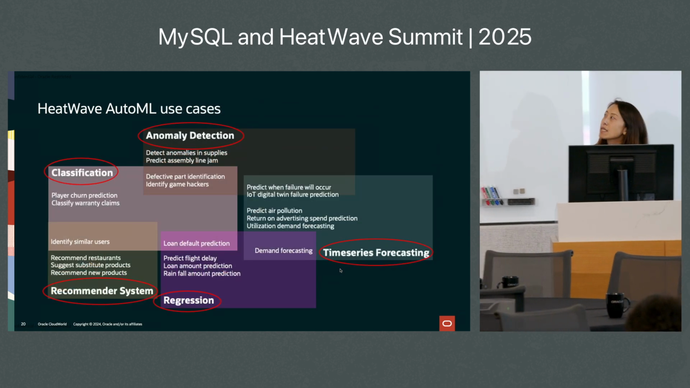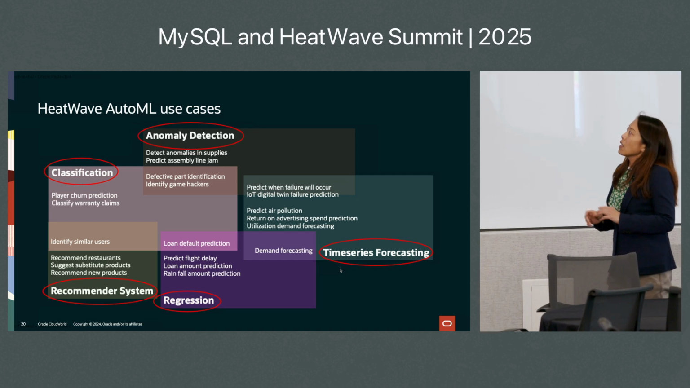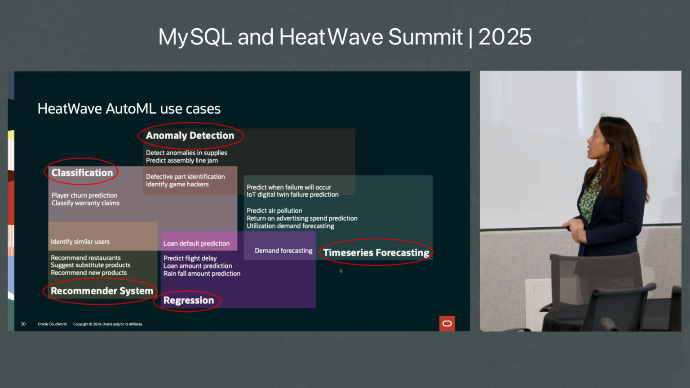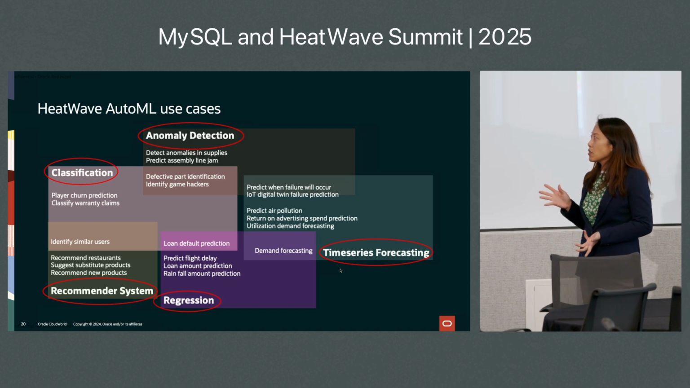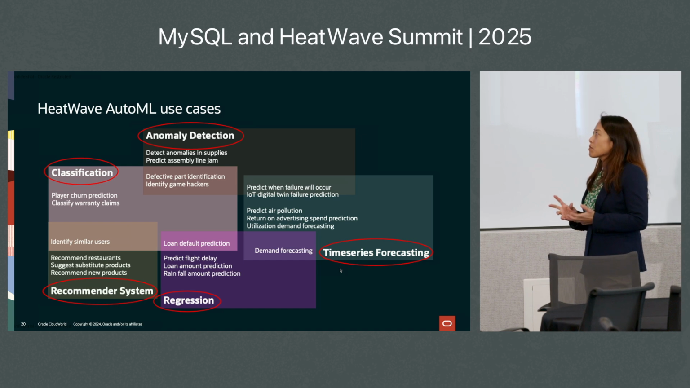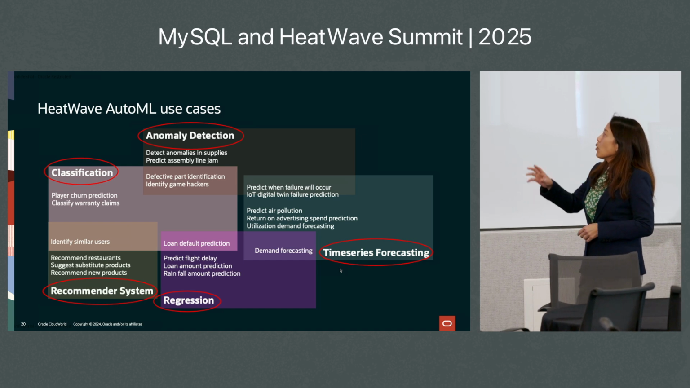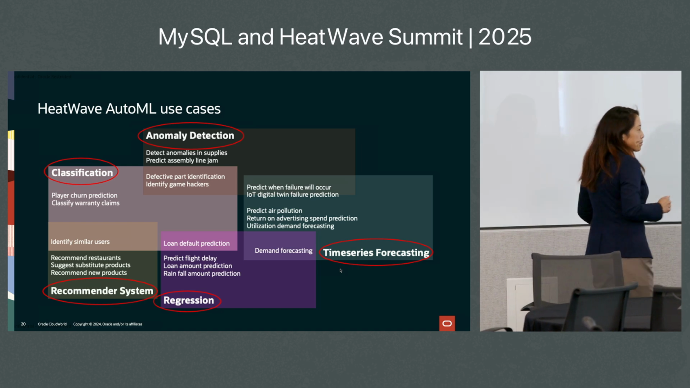The use cases that we cover are actually a very wide range. We support classification, anomaly detection, time series forecasting, regression, and recommendation systems. So depending on your industry or your specific business use case, we can address them and use one of these tasks to help you.